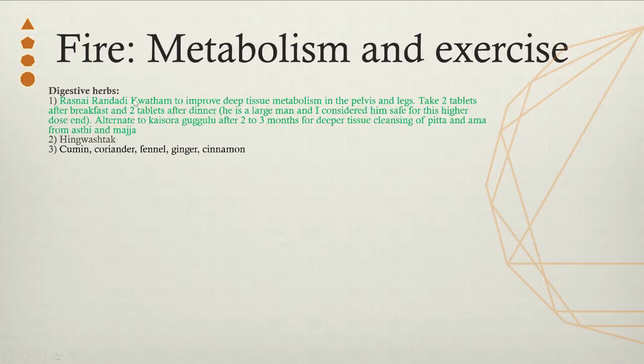The formula Rasna Randhati Quartham to improve deep tissue metabolism in the pelvis and the legs. He's a larger man, so I was able to give him 2 tablets after breakfast and 2 tablets after dinner. I consider him safe for this higher dose end. The alternate to this, so not at the same time, but once they finished that, was the Kaishora Gugaloo after 2 to 3 months of this. Unless you've already checked with me or you have a good understanding of medicine, then don't prescribe the Kaishora Gugaloo until you've talked to me before, or any formula with Gugaloo in it.